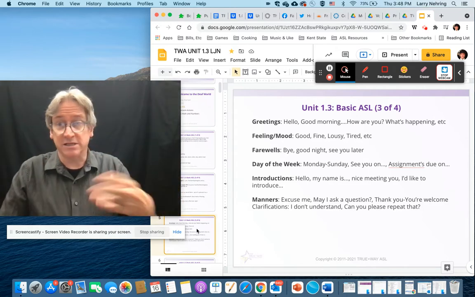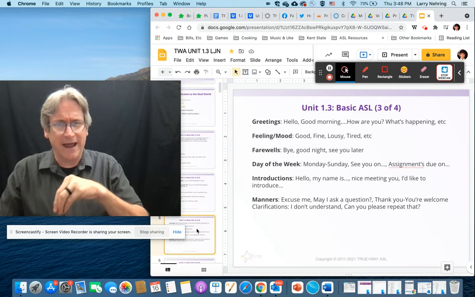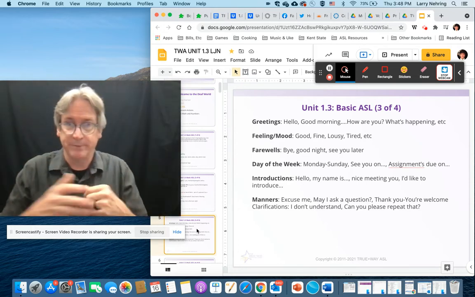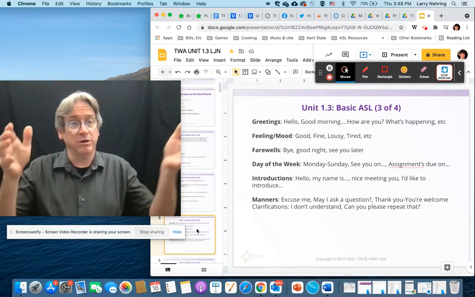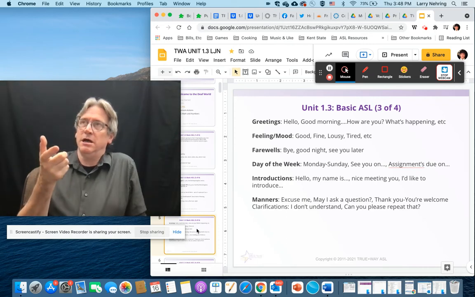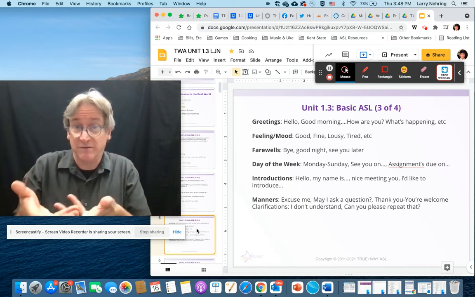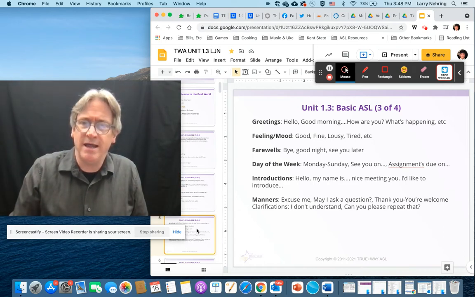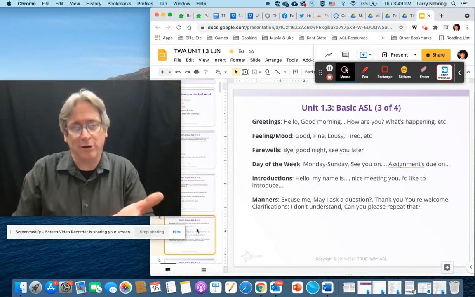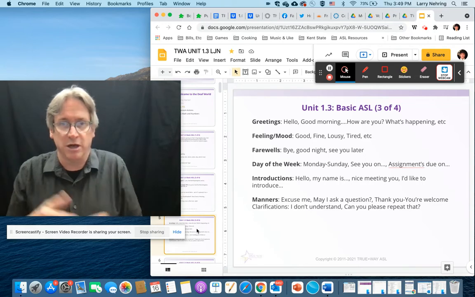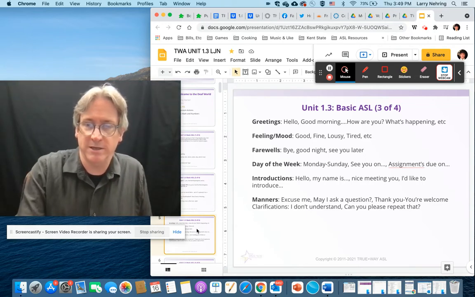We'll do days of the week. This is something new. And included in that, something like your assignment is due on this date. And then introductions: how to introduce someone or introduce yourself to someone, doing the exchange of names and some initial questions. And then some manners, some conversational openers or ways to approach a conversation. So we will go into that.